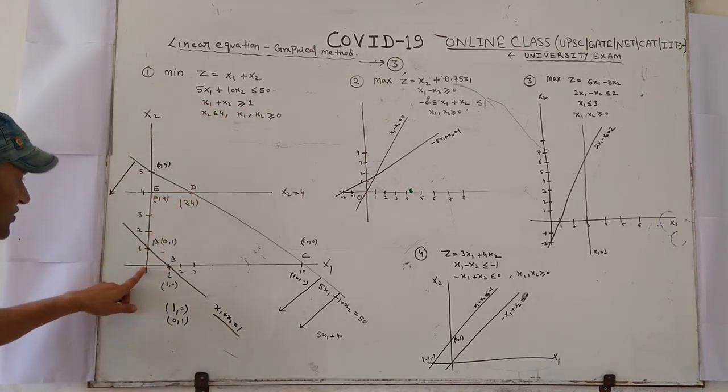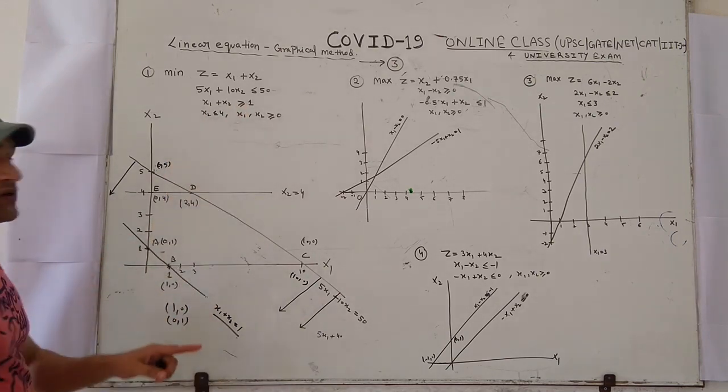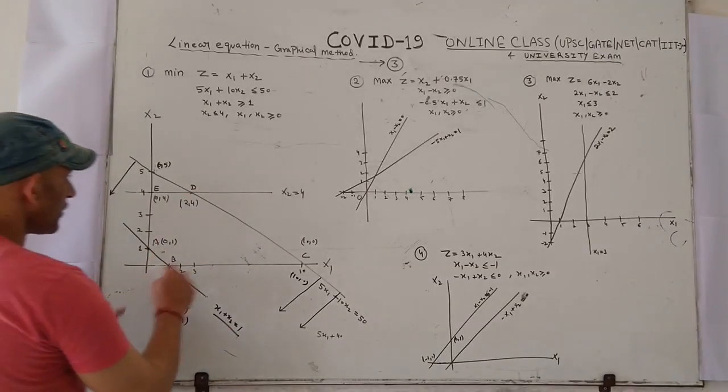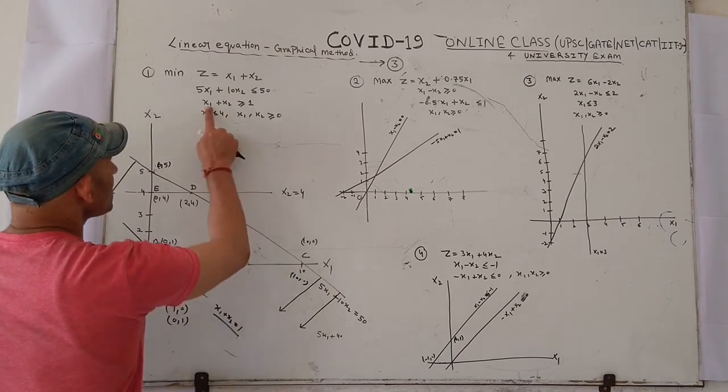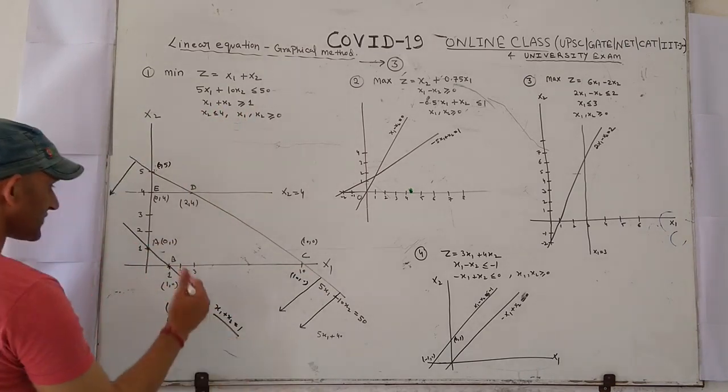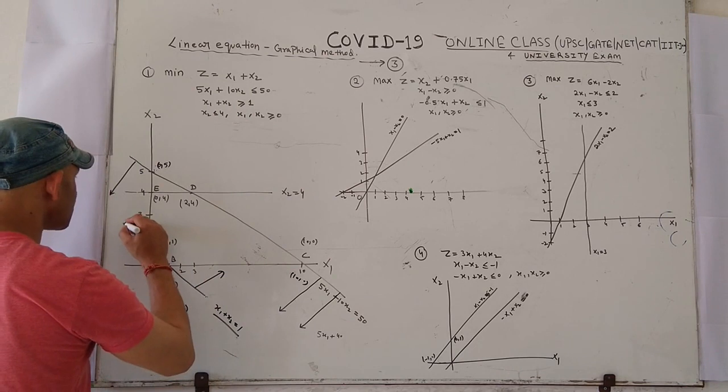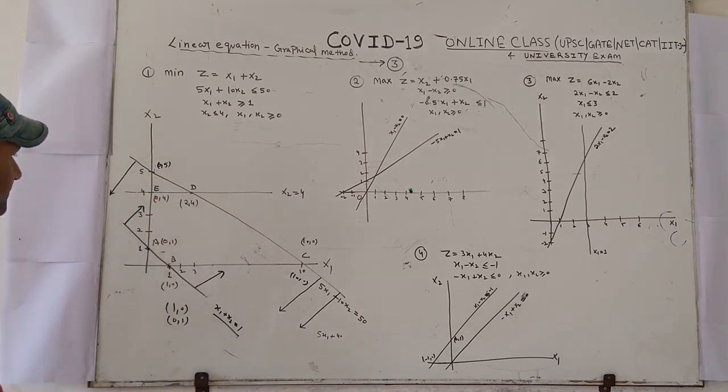So if I take (0, 0), is 0 greater than 1? No, this is not greater than 1. I will take any point here: 10 plus 0 is equal to 10, which is greater than 1. Yes, it implies that this region satisfies our condition.